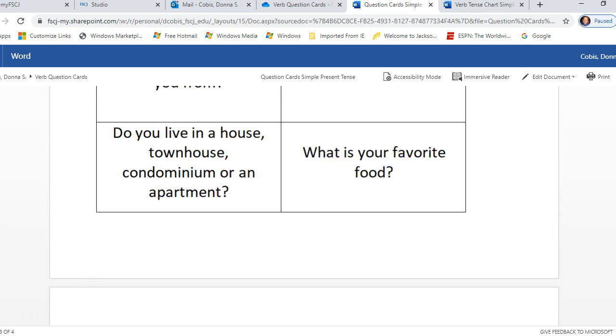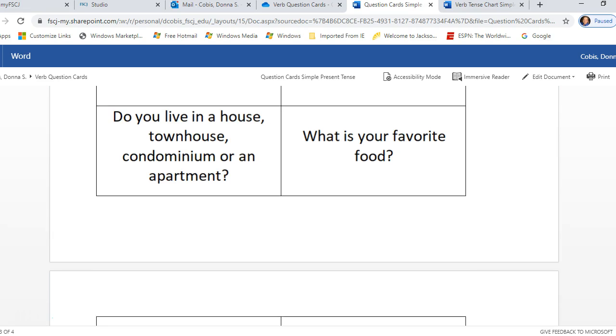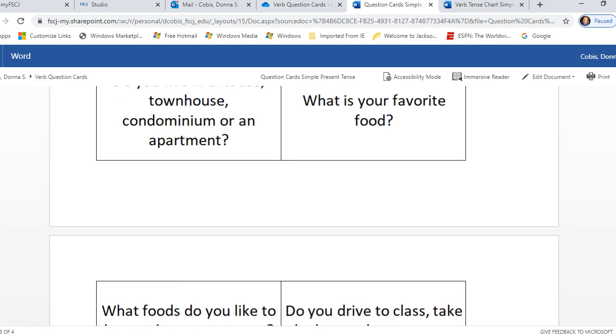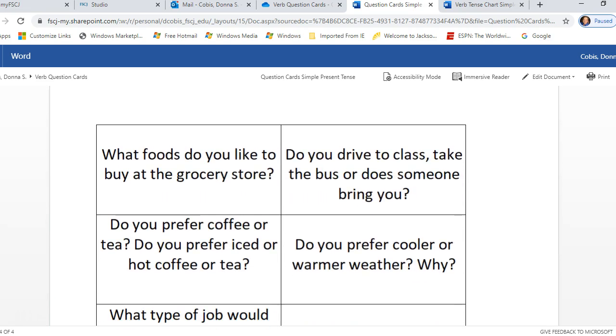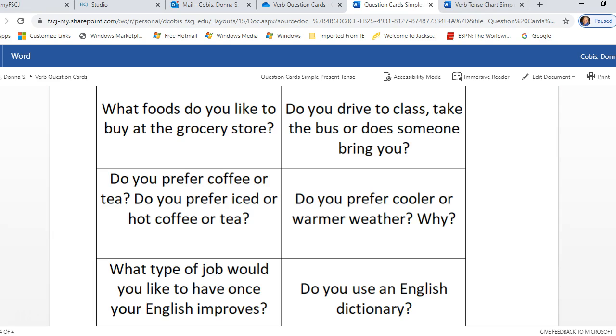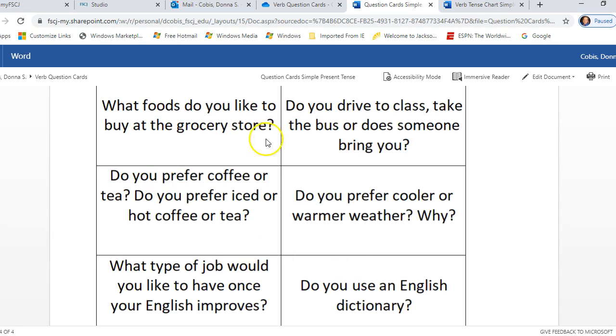And that could be either your favorite American food, your favorite food from your native country, or from another country. I love Japanese food, for instance. What foods do you like to buy at the grocery store? Do you drive to class, take the bus, or does someone bring you? In other words, do you ride in someone's car?